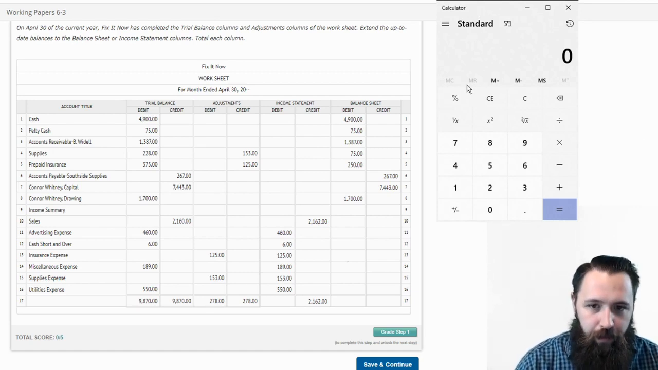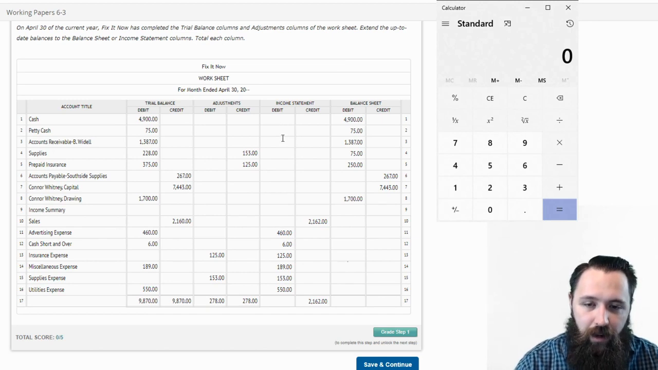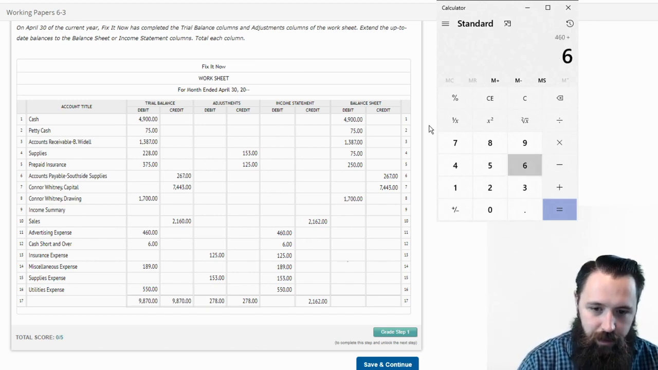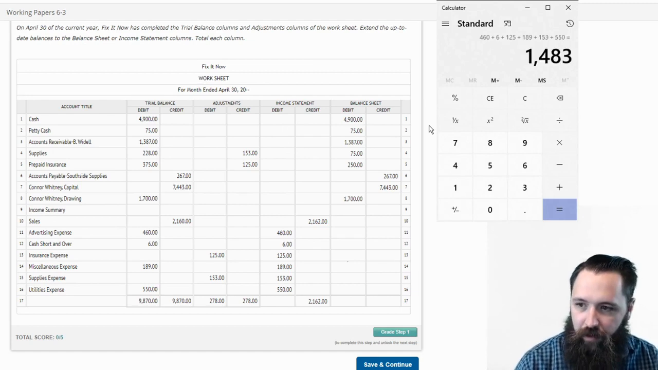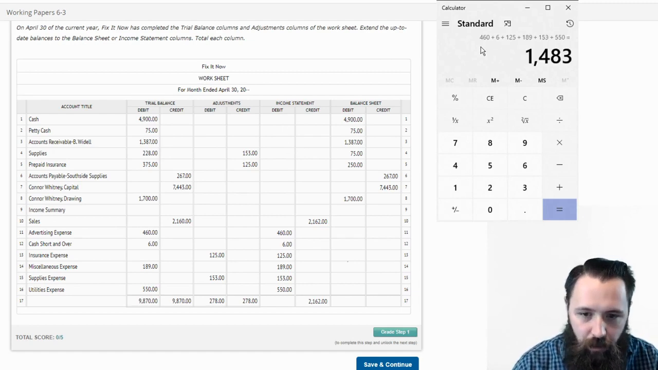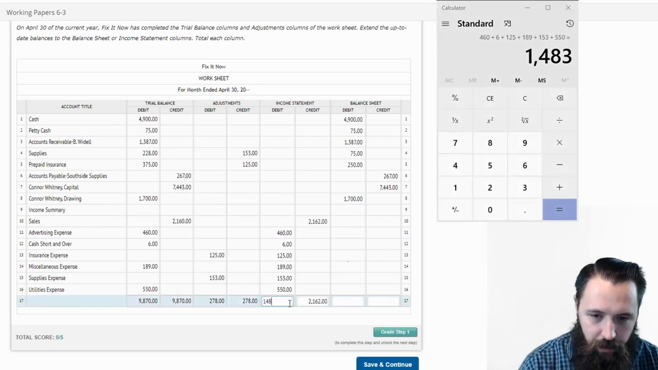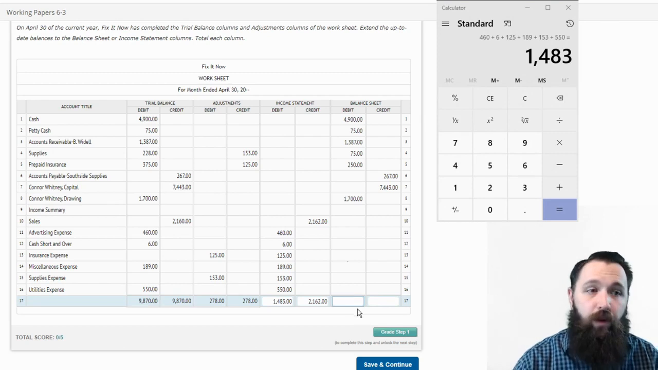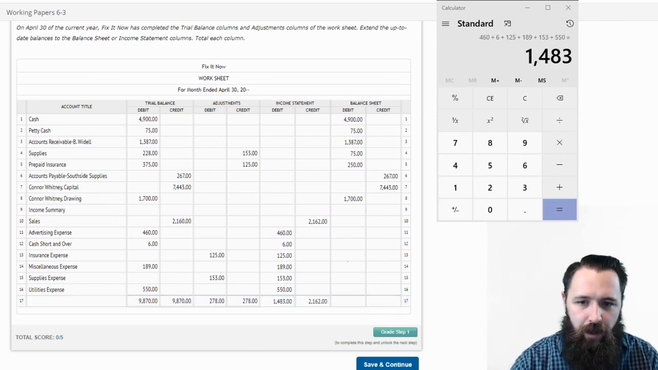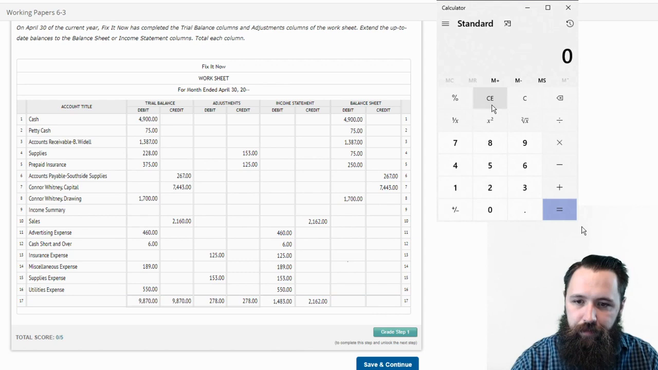So let's add up our income statement debit columns. We have 460 plus 6 plus 125 plus 189 plus 150 plus 153 plus 550. And I got 1483. I'm just going to check my numbers one more time. You know, we're entering them in pretty quick. We want to make sure that they're correct. So we have 1483. We go over to the right-hand side here to our balance sheet columns.